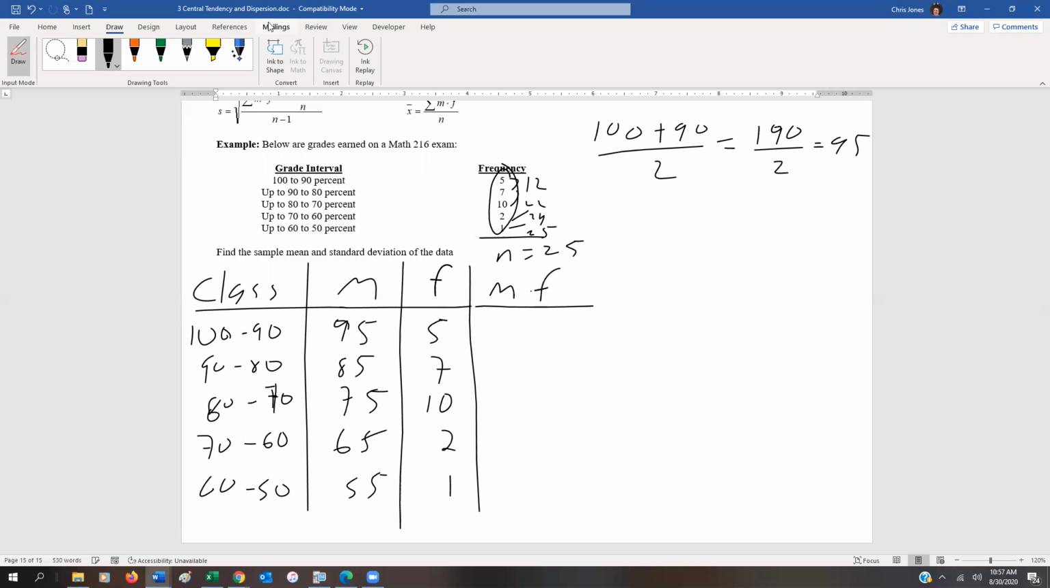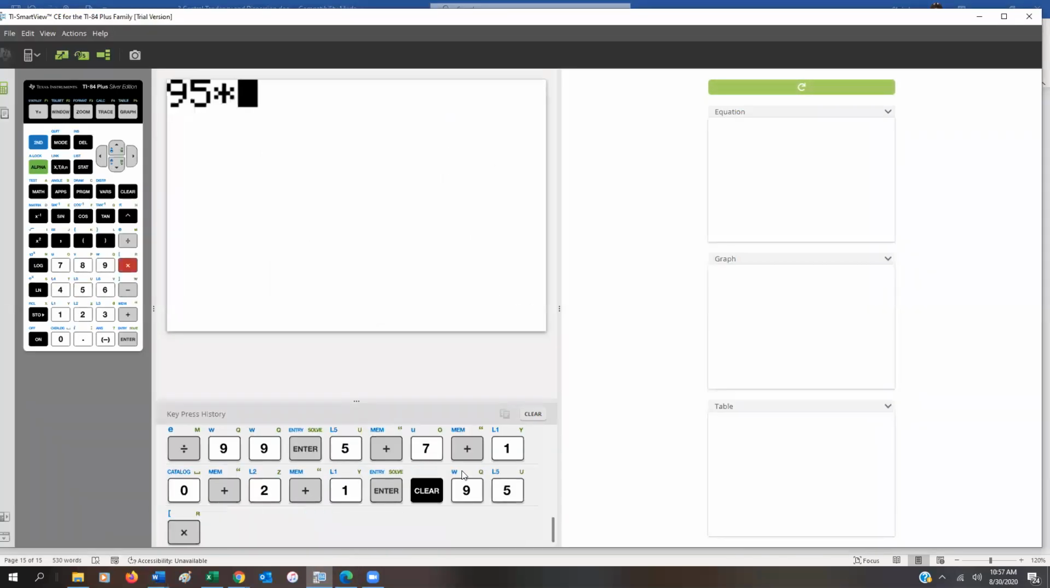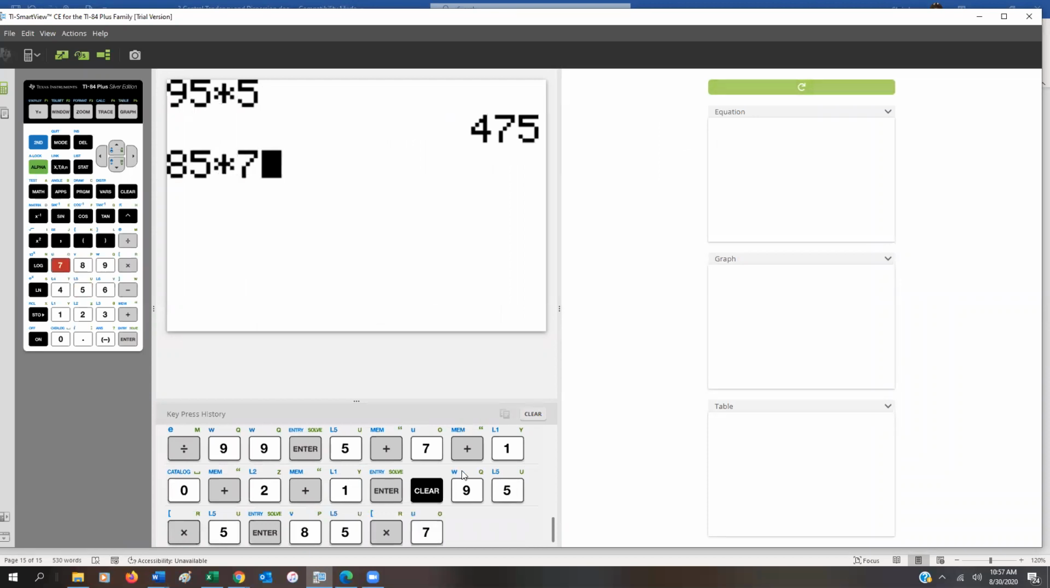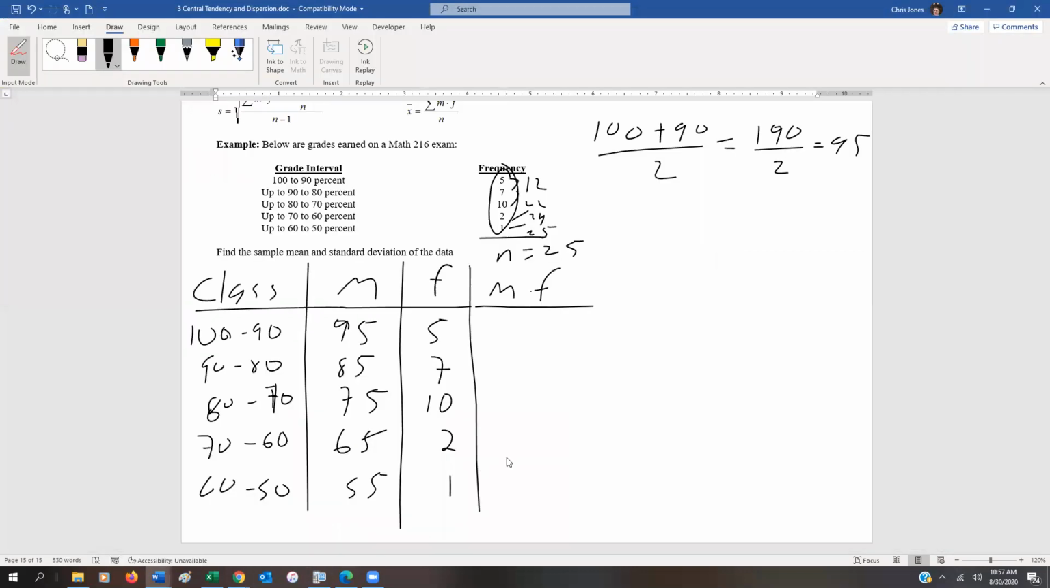Next column, m times f. We're just going to multiply. In our calculators, we can do 95 times 5, and then 85 times 7, etc. Those are the values we're going to substitute into our column. I'm not going to do all of them, but if you've seen the first two, you'll be okay. So that's 475, and then we had 595. This one's clearly 750. This should be 130, I believe. And then the last one, 55.